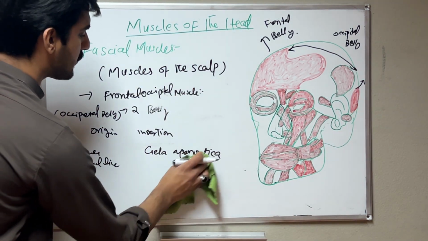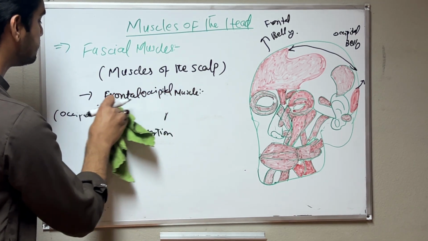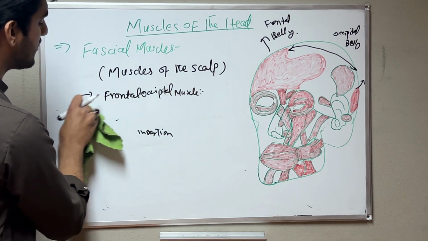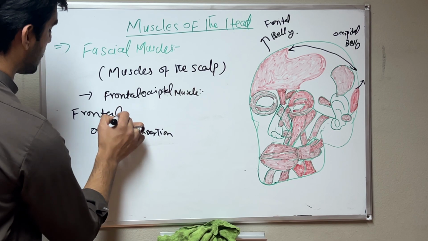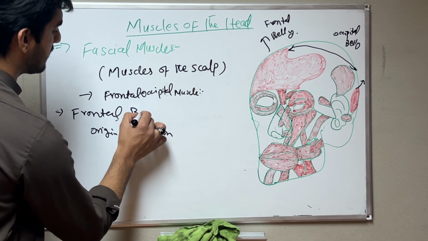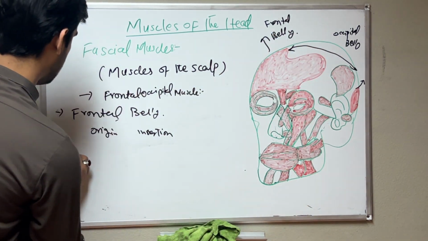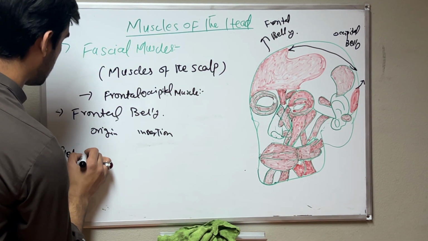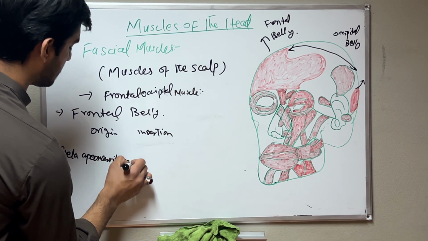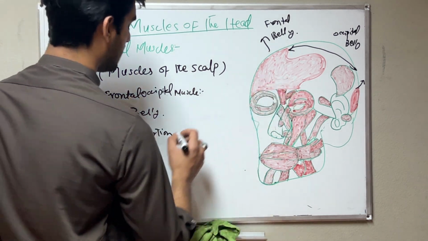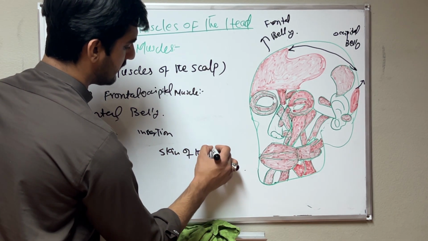Then the second belly, the frontal belly, has a different origin. The frontal belly originates from the galea aponeurotica and inserts into the skin of the forehead.